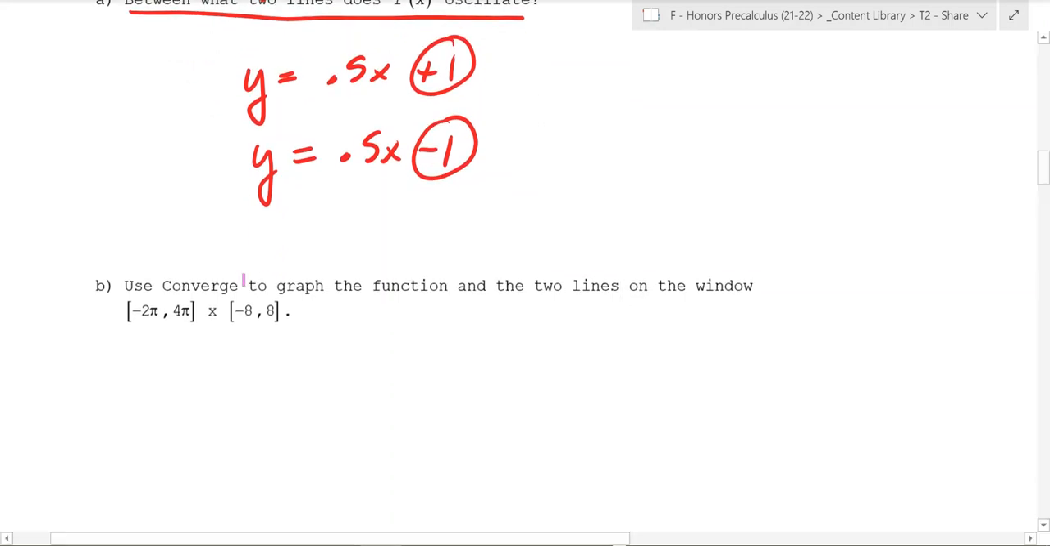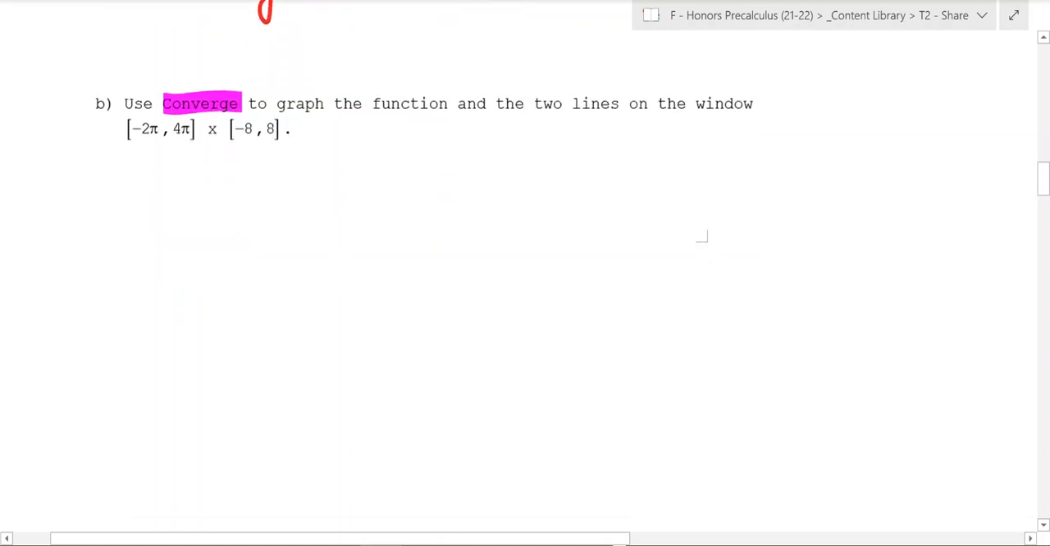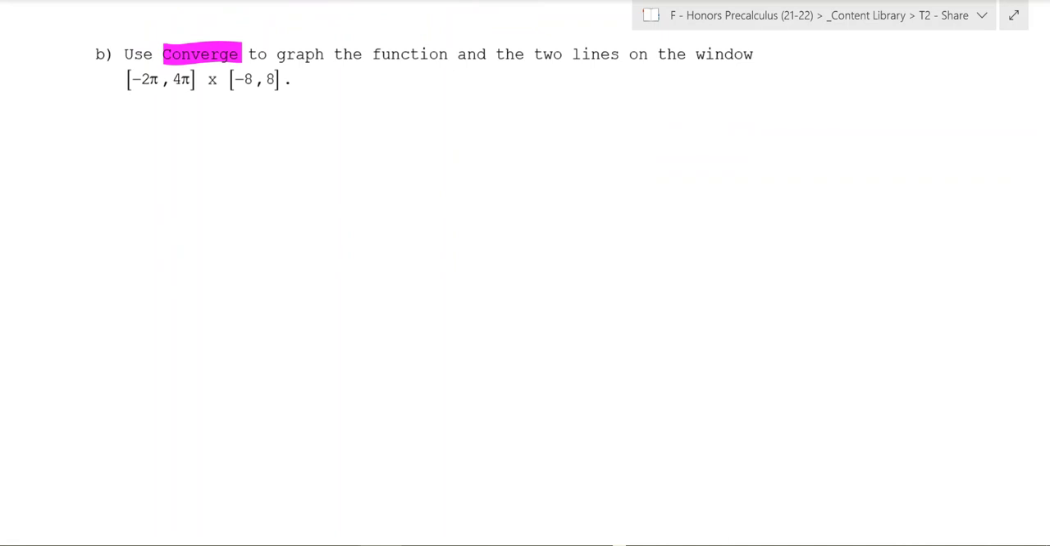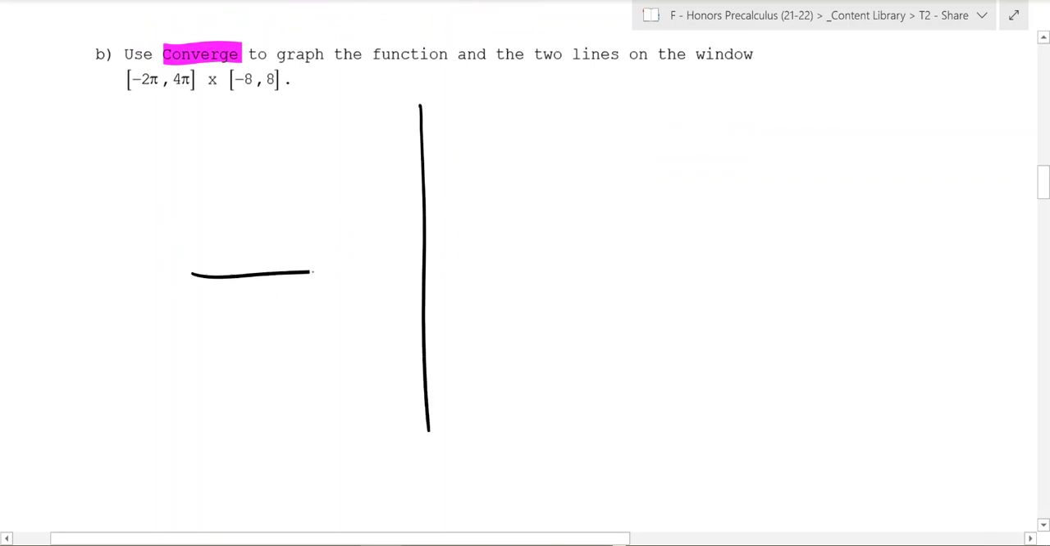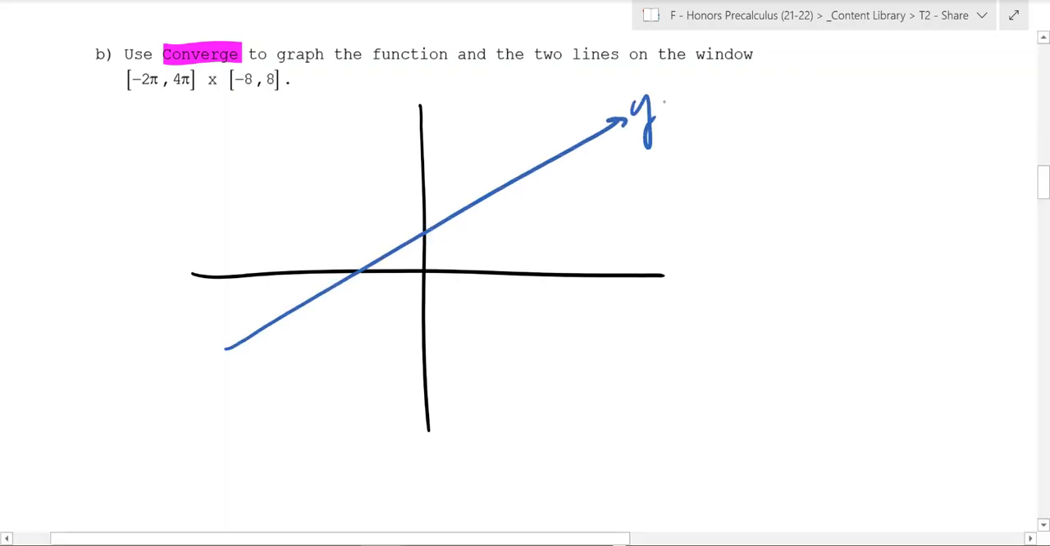So in the sheets, when it says use converge, what I'd like you to do is just use Desmos. If you use Desmos to graph this, you graph the two lines 0.5x plus 1 and 0.5x minus 1, and it'll be something like this. So that's y equals 1/2 x plus 1, and if you graph y equals 1/2 x minus 1, you end up like this.